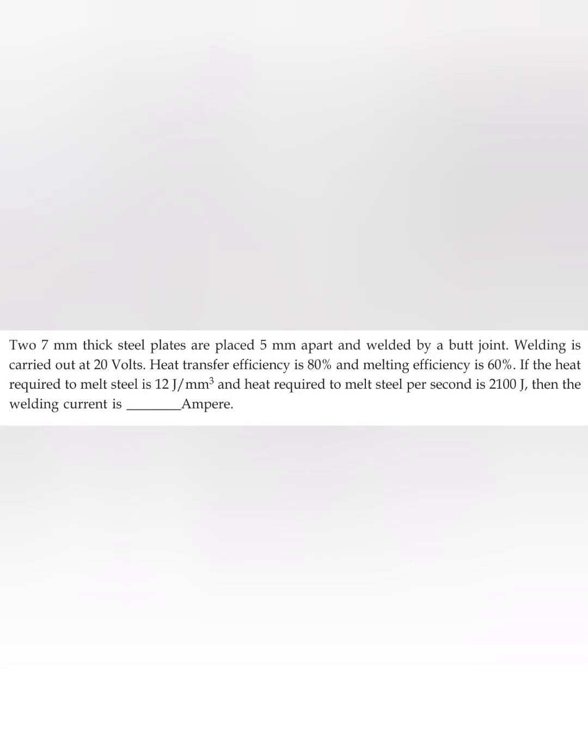Two 7 mm thick steel plates are placed 5 mm apart and welded by a butt joint. Welding is carried out at 20 volts. Heat transfer efficiency is 80% and melting efficiency is 60%. If the heat required to melt steel is 12 joule per millimeter cube and the heat required to melt steel per second is 2100 joule, then the welding current is dash ampere.